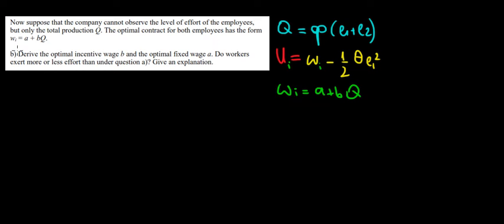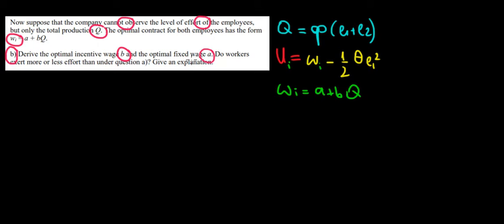Let's start solving part B in this video. Suppose that the company cannot observe the effort level, but only the total production Q. We also know that the wage is based on a fixed salary and a bonus based on output. Now calculate the optimal bonus and the fixed wage A. Do the workers put in more or less effort, and explain that.